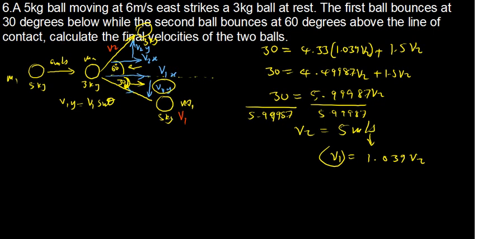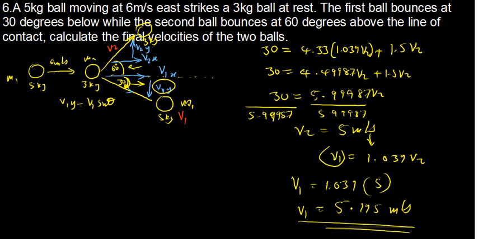What of v1? What will be the answer? So v1 is 1.039 multiplied by v2, which is 5. Okay. So v1 therefore is going to be 5 multiplied by 1.039, which is not so different, is 5.195 meters per second. So those are the two velocities for the two balls after impact. Okay.